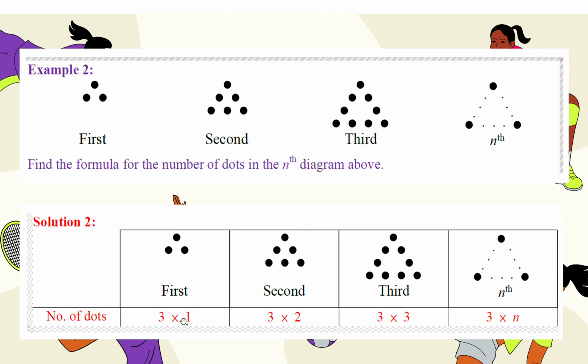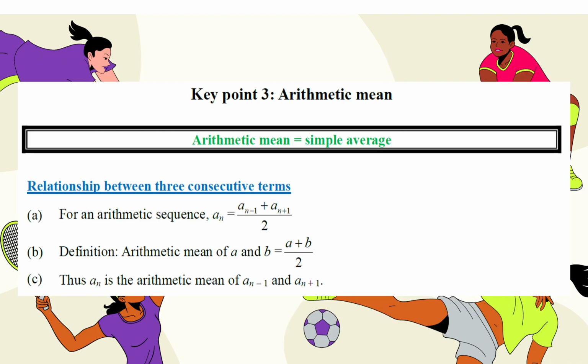First 3 times 1, 3 times 2, 3 times 3, so the last one is 3 times n. Every diagram is added by 3, and the initial term is also 3. So the equation is clean and tidy: 3n is a_n. Now we introduce a concept called arithmetic mean, because it comes from the arithmetic sequence.